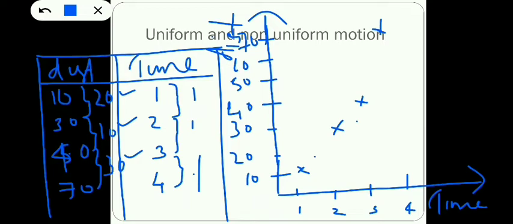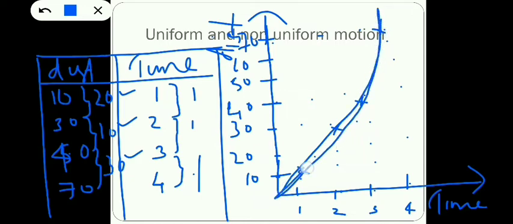For 1 second, what is the distance traveled? 10 meter. For 2 seconds, distance traveled is 30 meter. For 3 seconds, distance traveled is 40 meter. And for 4 seconds, distance traveled is 70 meter. And when you join all the points, you will get a graph like this. So this will be a curved line.